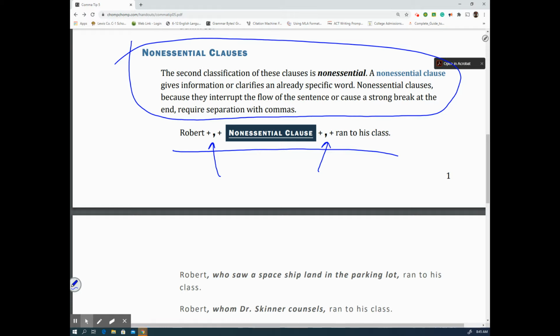Okay? Here I have a specific person named. Robert ran to his class. We've got something here that's going to describe who Robert is further, but because I already know who I'm talking about, non-essential. So I'll let you go ahead and put that in your notes and then I'll explain further. So I'll go ahead and pause here.